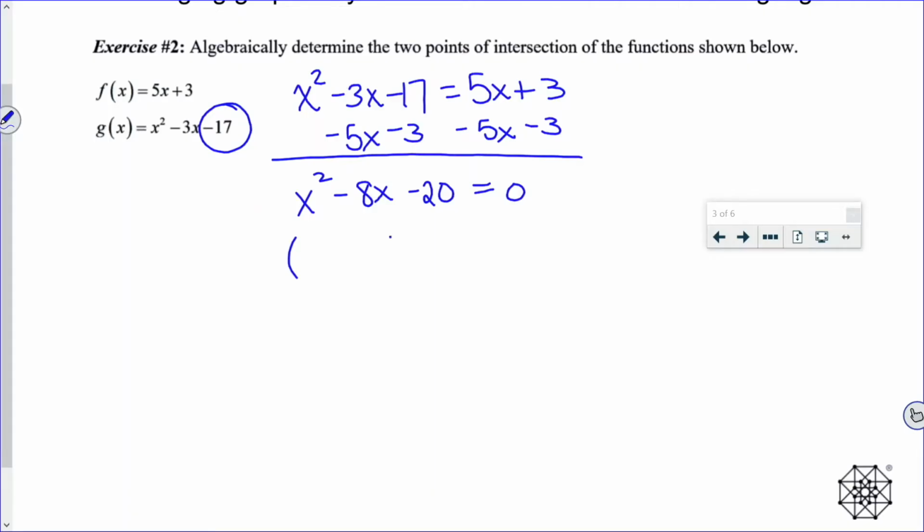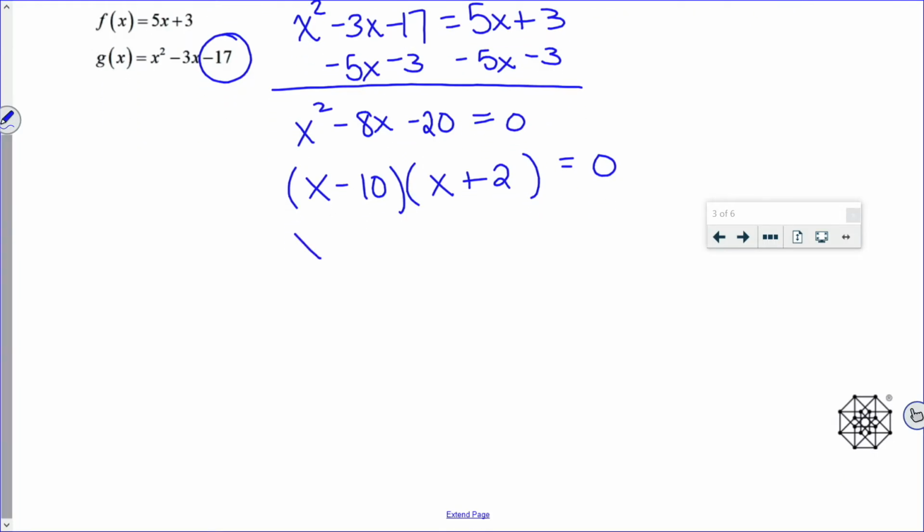Sorry about that. Those two numbers are going to be negative 10 and positive 2. So I'll have x − 10 = 0 and x + 2 = 0. This will give me a solution of x = 10. This will give me a solution of x = −2.